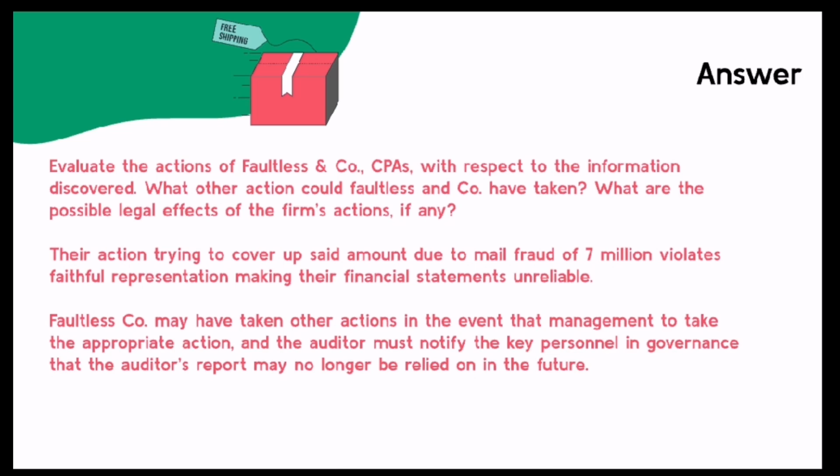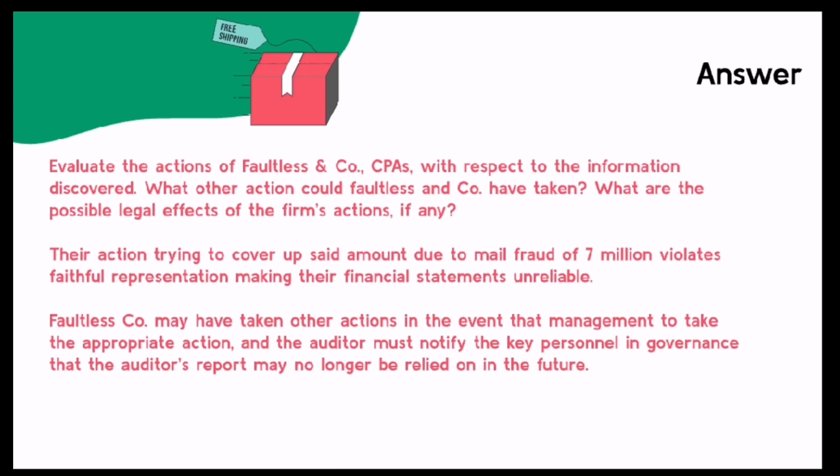The questions to be answered here are: evaluate the actions of Faultless and Company CPAs with respect to the information discovered. What other action could Faultless and Company have taken? What are the possible legal effects of the firm's actions, if any? Hopkirk's action of trying to cover up the said amount due to the mail fraud of 7 million violates faithful representation, making their financial statements unreliable.